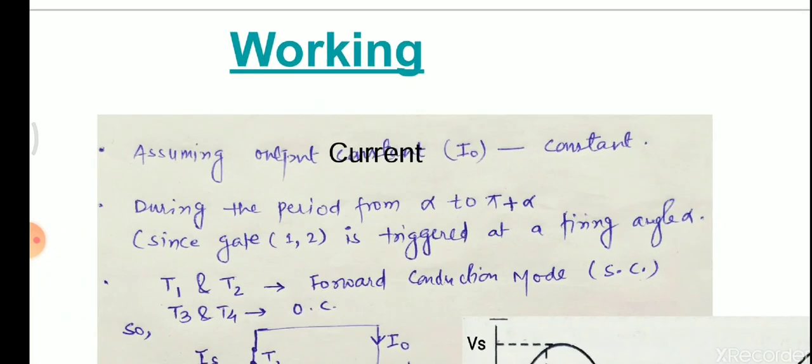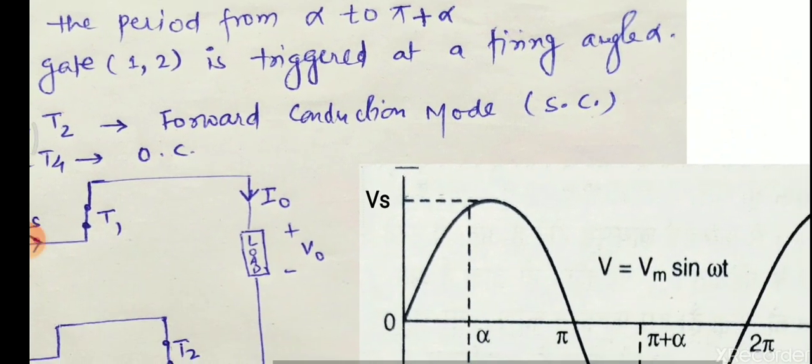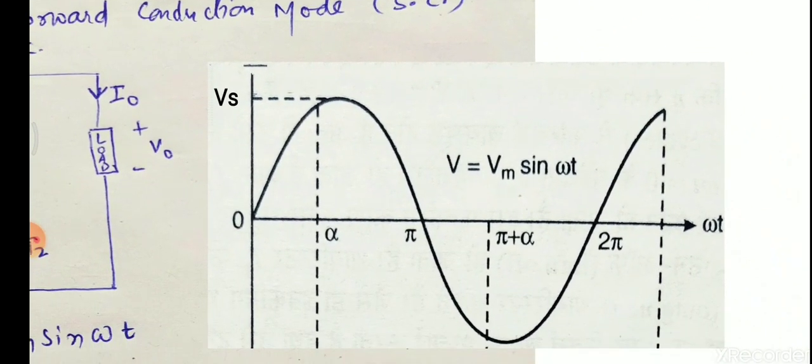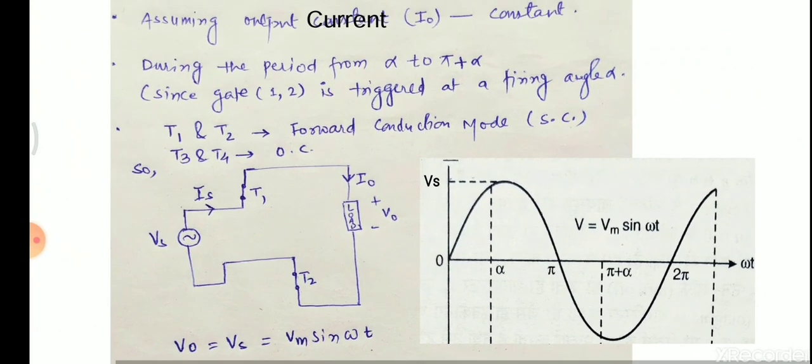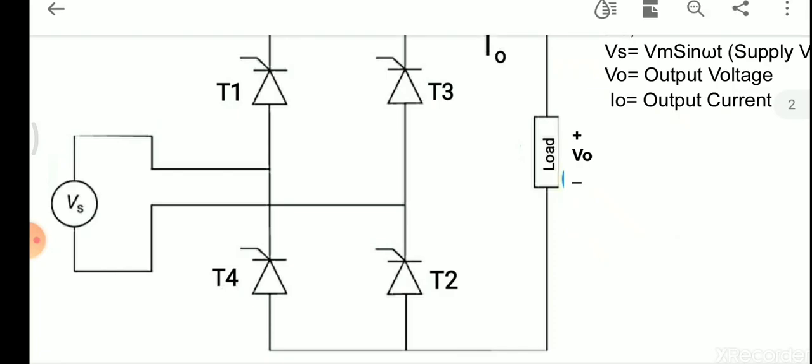Here we are assuming that the output current, that is I0, is constant. Okay, and this is the waveform for supply voltage Vs. Here alpha is the firing angle, and at an angle alpha we are firing thyristors T1 and T2. Okay, so what will happen? From this figure I will show you.